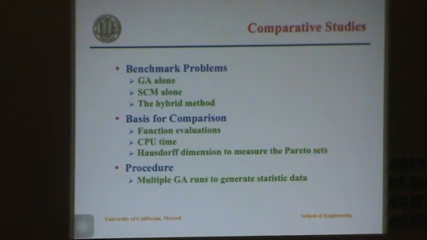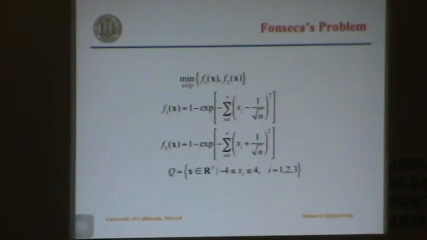Because we're using benchmark problems, we know the solutions for those problems. Therefore, you can judge the accuracy of your numerical solution using the Hausdorff distance. So those are the three indices we use to judge the quality and efficiency of the algorithm: the number of function evaluations, the CPU time, and the accuracy of the Pareto sets. We run the GA algorithm many times, multiple GA runs, and generate certain statistics. Then we say which method is good, which method is bad. This is the basis for the comparative study.